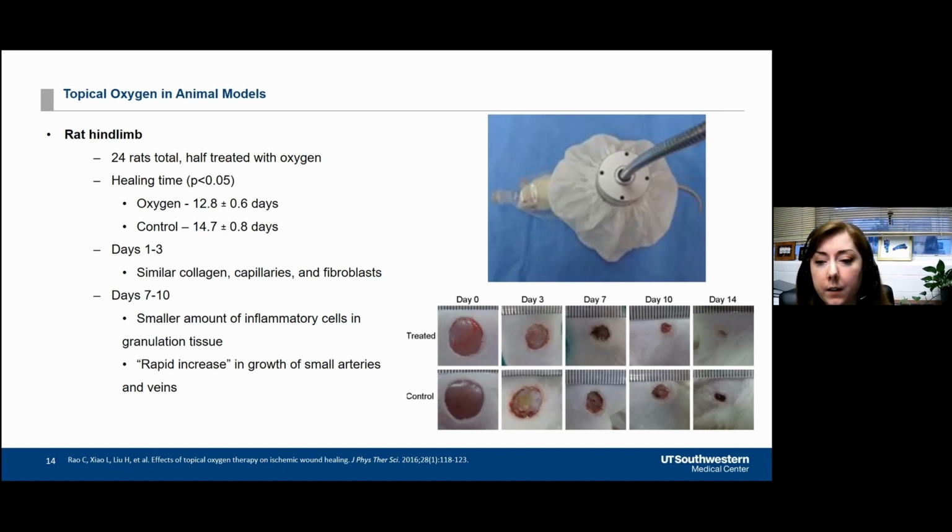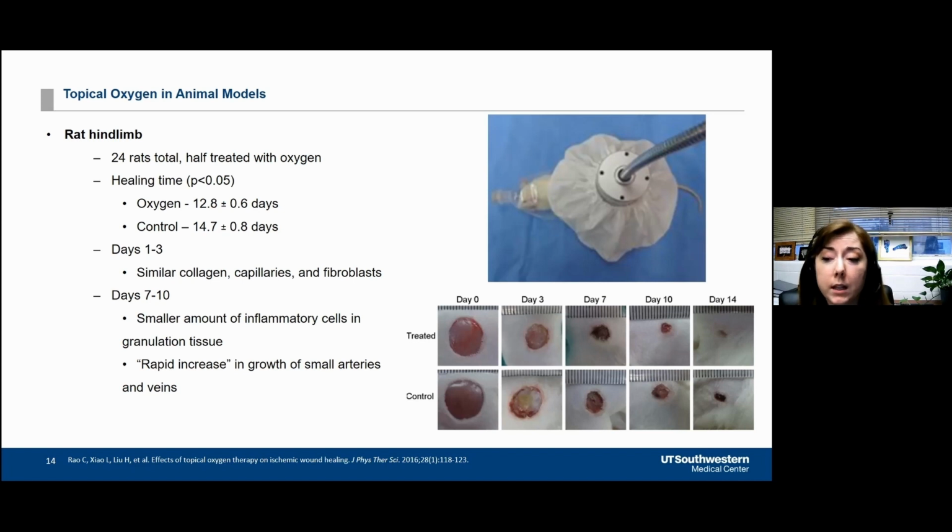An interesting fact, though, is that when you look at the pictures on the bottom right, you can see the wounds are all the same size on day 0 when they're created. And over time, you can see they do get smaller. Within days 1 through 3, histologically and pathologically, there was really no difference when they looked at these cells. No difference in the amount of collagen, no difference in the amount of capillary growth, no difference in the amount of fibroblasts that were present.